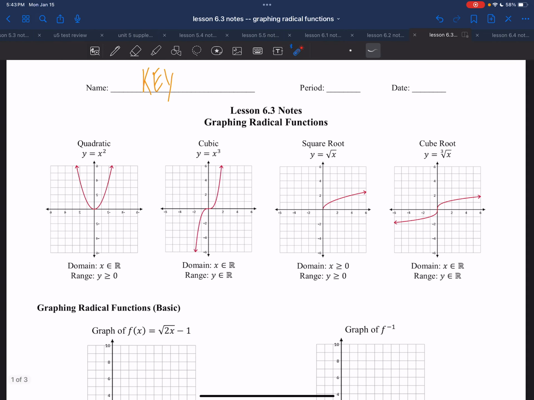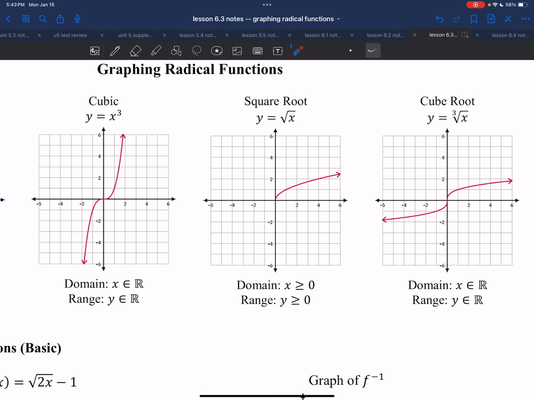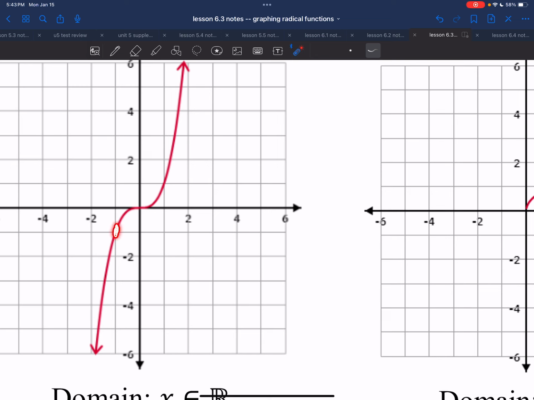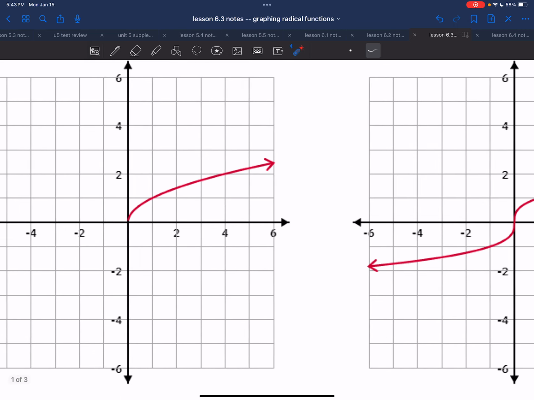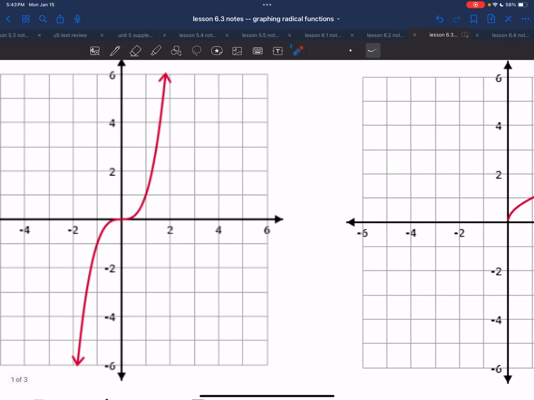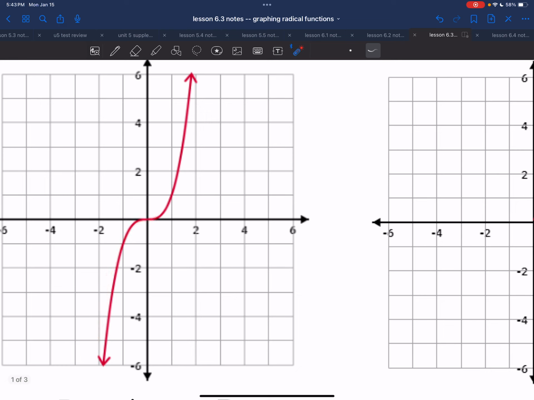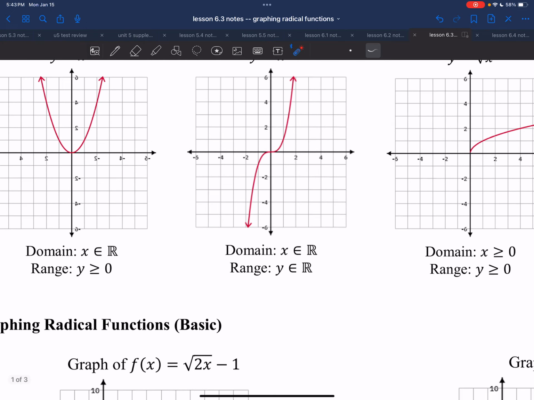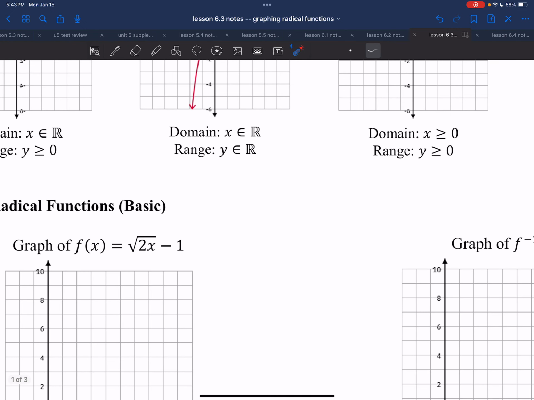Here's a quick example. Like cubic and cube root, you'll notice that those have the same 3 points: (-1, -1), (0, 0), and (1, 1). Cube root has the exact same 3 points, but the curvature is totally different. This one is going like this, whereas this one is going up like that. So be careful with that. Make sure the curvature that you draw is like the parent function. Because who knows, maybe you find 3 points like this, and that's the square root function. If for some reason you draw it like this, and it wasn't supposed to be that, then be careful of that.